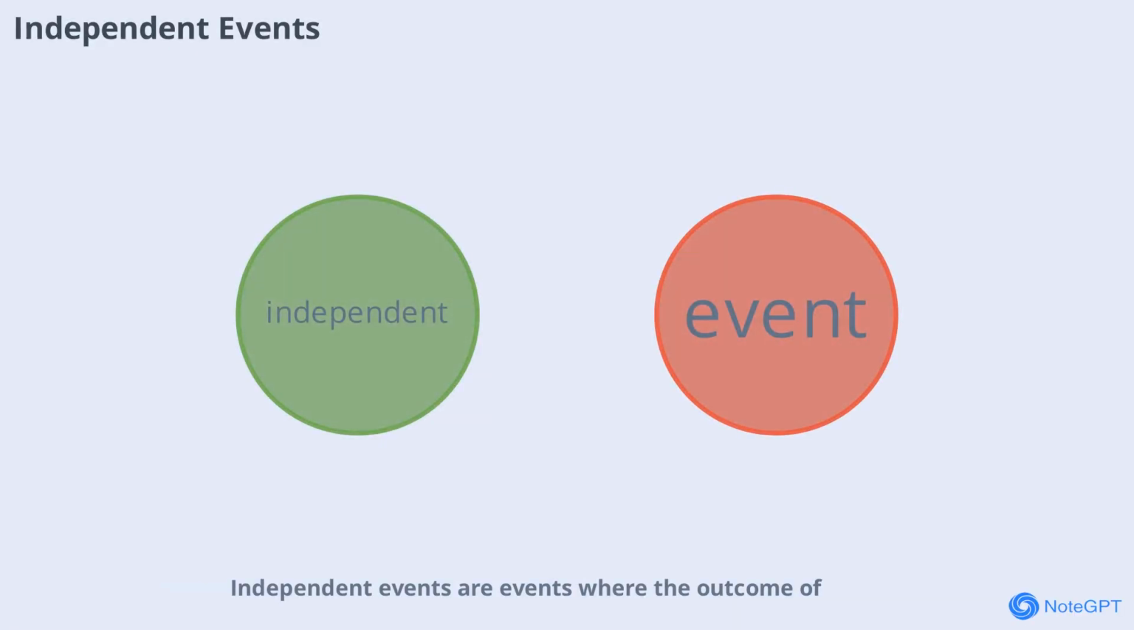Independent events are events where the outcome of one does not affect the outcome of the other. For example, flipping a coin and rolling a die are independent. The result of the coin flip doesn't change the die roll. Recognizing independent events is important for calculating combined probabilities, especially in more complex scenarios.